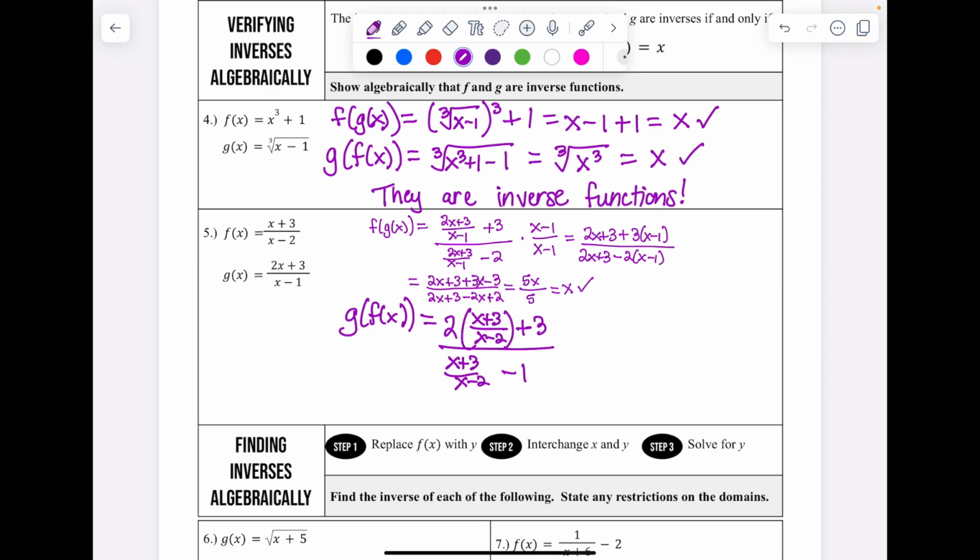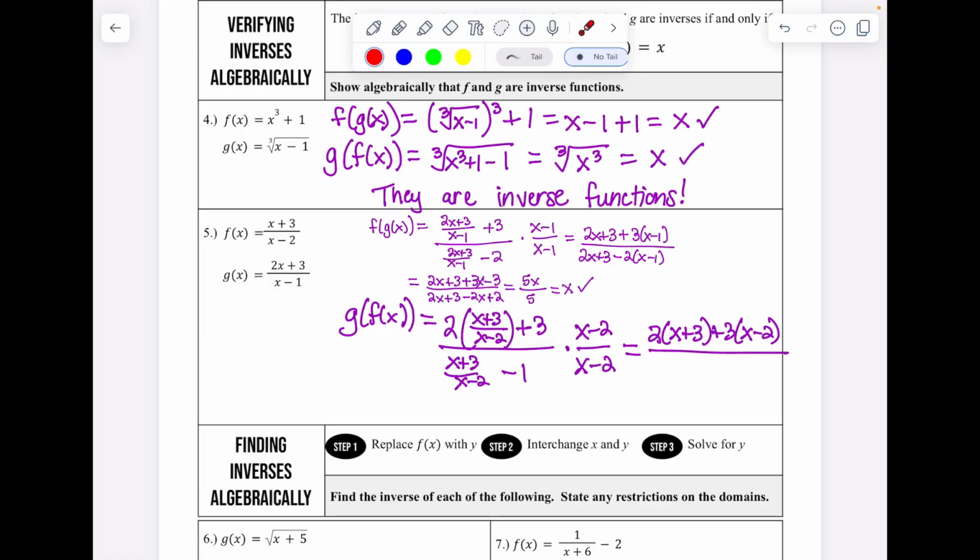minus 1. So again, I'm going to fraction bust. I'm going to multiply top and bottom by that little denominator that I need to cancel out so that I don't have a fraction in a fraction. So I have to take this times this first term and the second term. When I take this times this first term, it's just going to cancel out the denominator, and I'll just have the 2 times (x + 3). But then I have to multiply the 3 by the (x − 2).